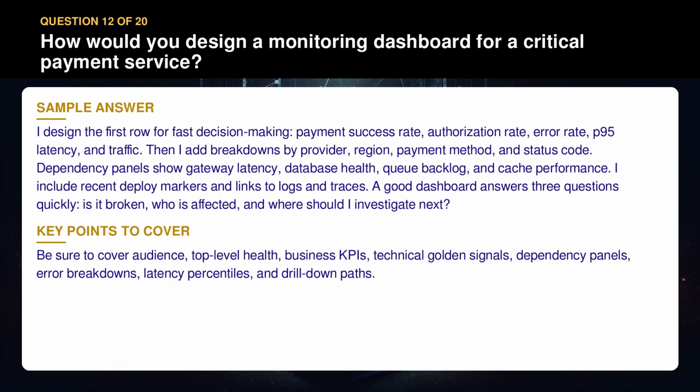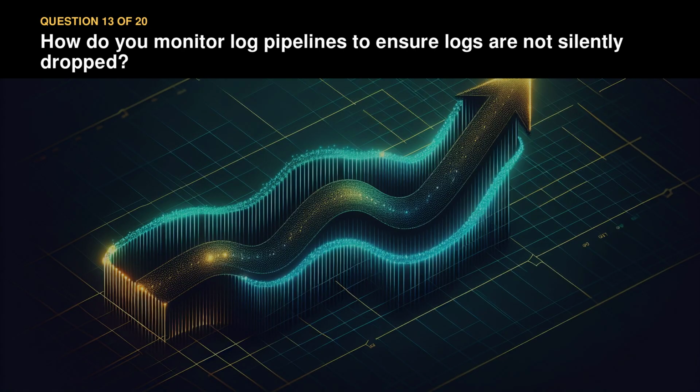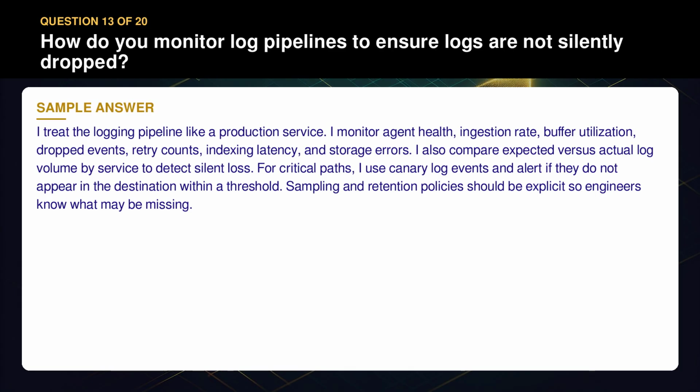Be sure to cover audience, top-level health, business KPIs, technical golden signals, dependency panels, error breakdowns, latency percentiles, and drill-down paths. Question 13. How do you monitor log pipelines to ensure logs are not silently dropped? I treat the logging pipeline like a production service. I monitor agent health, ingestion rate, buffer utilization, dropped events, retry counts, indexing latency, and storage errors.